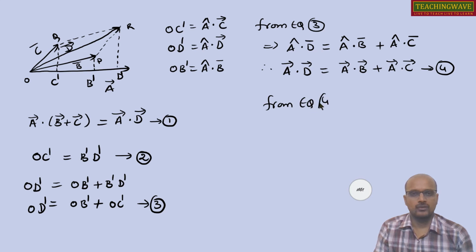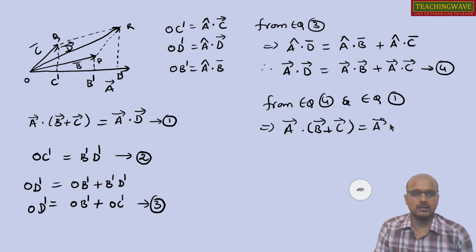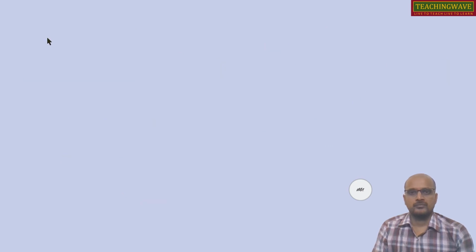From equation 4 and equation 1 we can write a bar dot d bar as a bar dot b bar plus c bar, that is also written as a bar dot b bar plus a bar dot c bar. That means the vector dot product must follow the distributive property. I am considering two vectors.